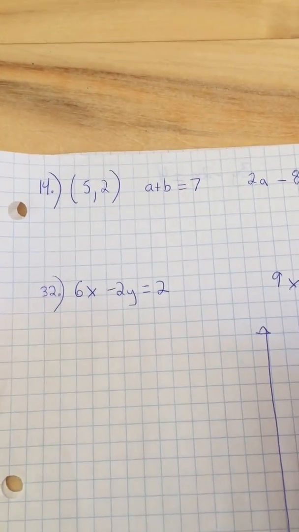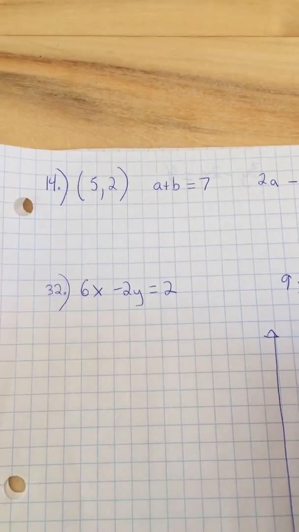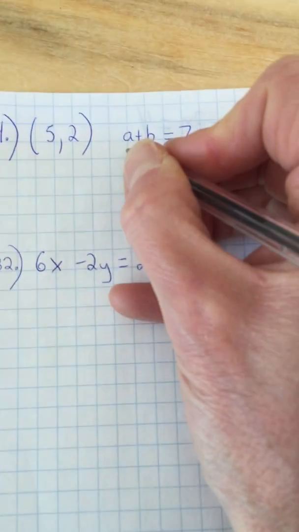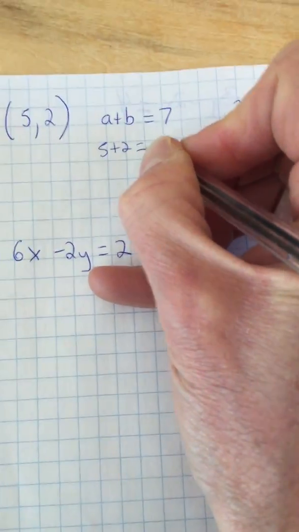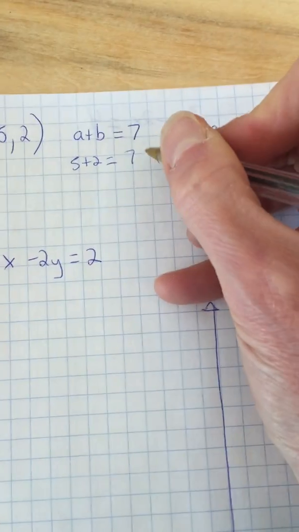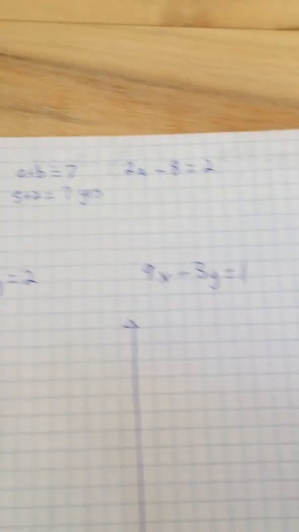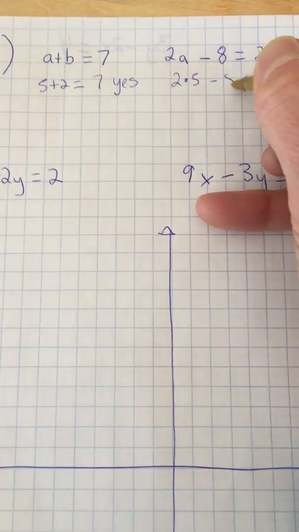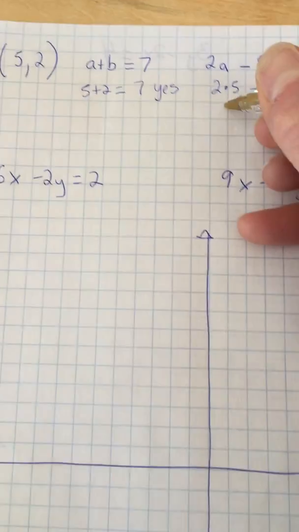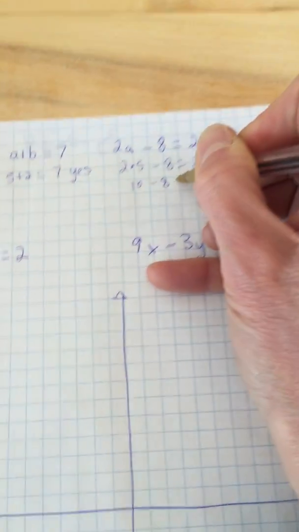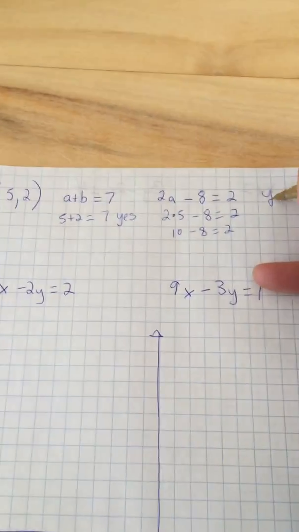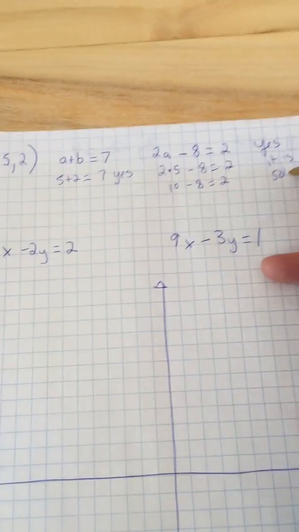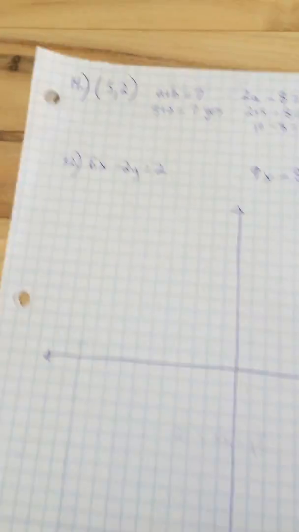Okay, so problem 14 for 3.1 is asking if (5, 2) is a solution for these two equations. If you put the 5 in plus 2, 5 plus 2 does equal 7, so yes, that is a solution. And then same thing here. If you put 2 times the 5, take away the 8, it does equal 2, because that's 10 take away 8 equals 2. So yes, it is a solution. All right, that was the easy one. That was the one I was sure of.